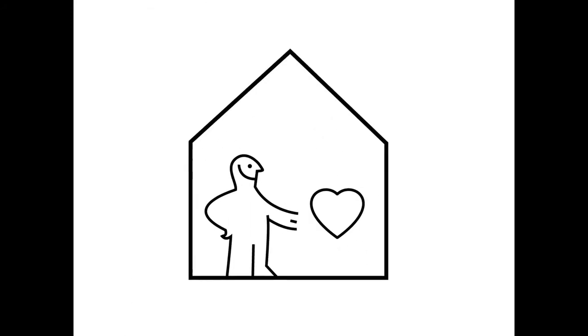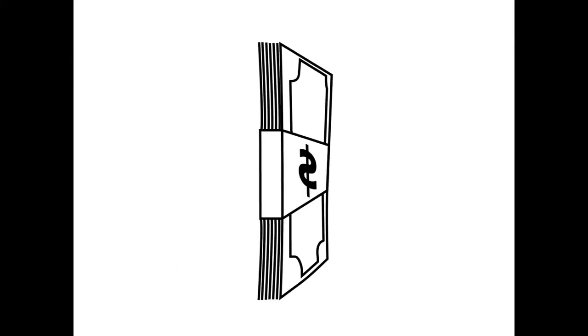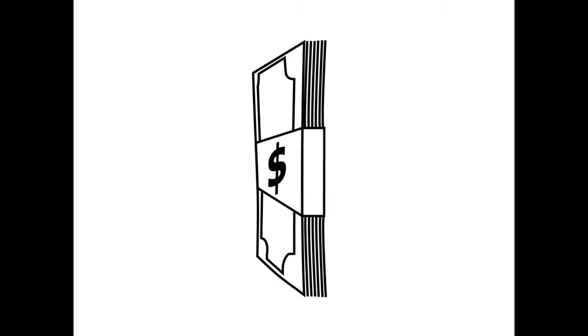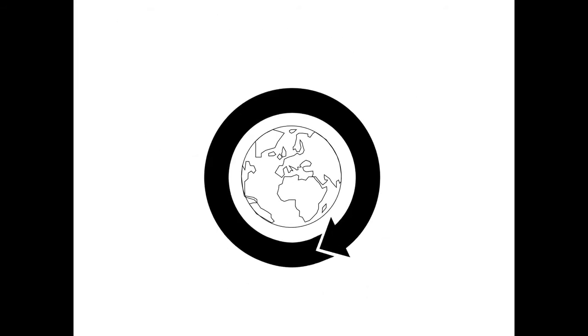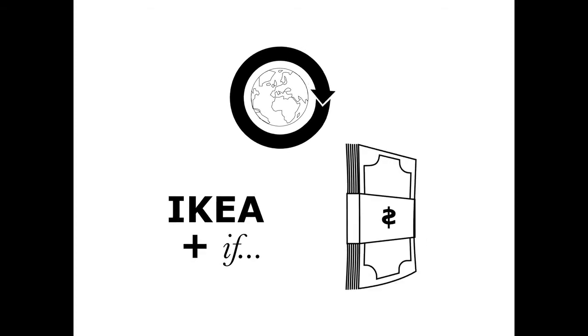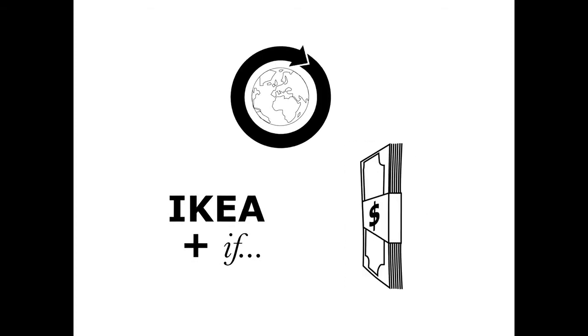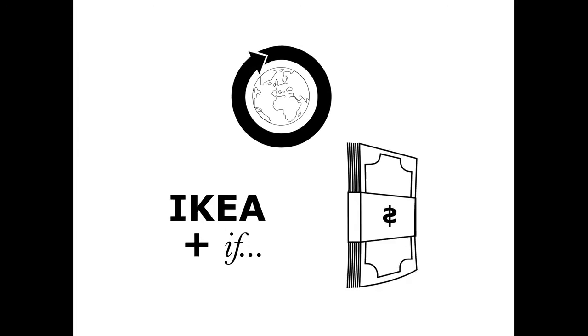The more secure our homes become, the lower the costs will be for insurance company IF due to lesser insurance payouts. IKEA will be able to distribute Sacra worldwide, and together these two brands would strengthen their images of both being safe and environmentally friendly.